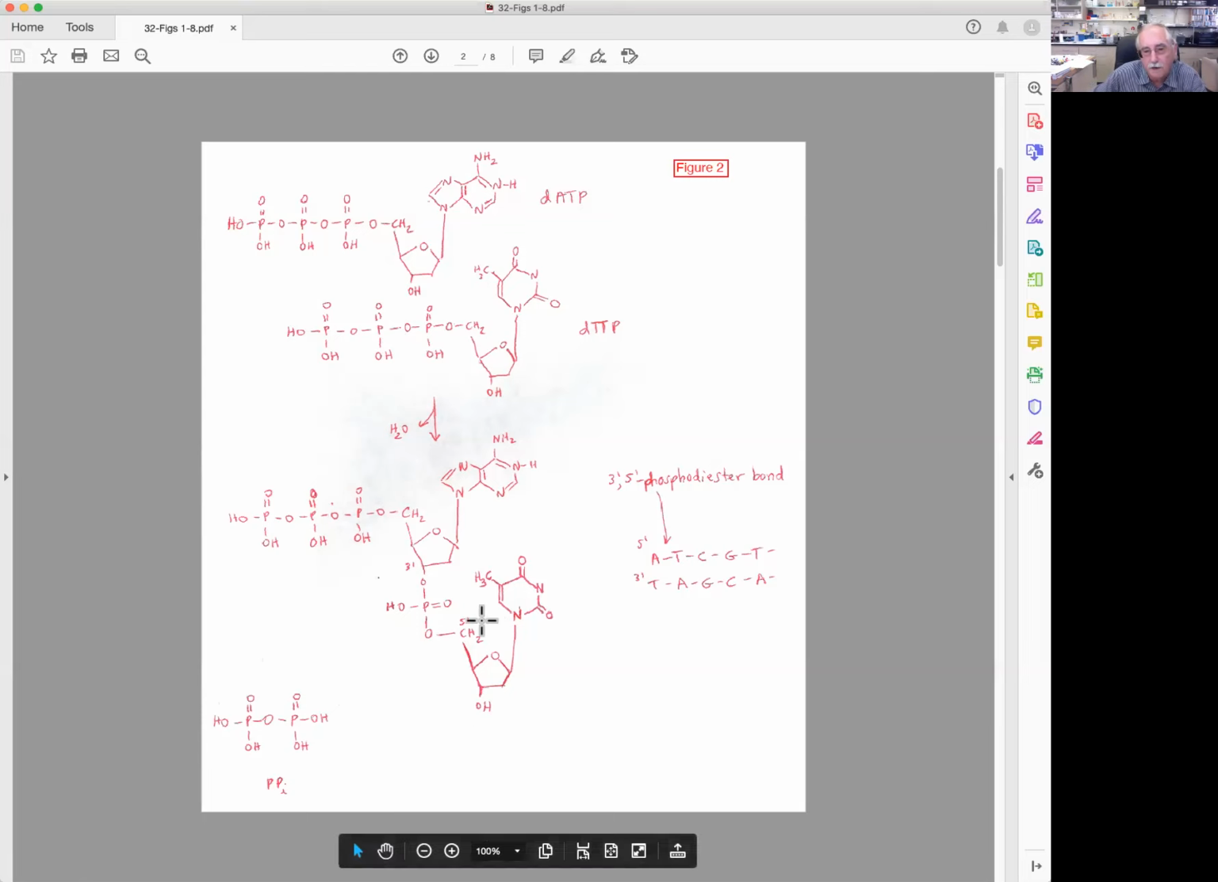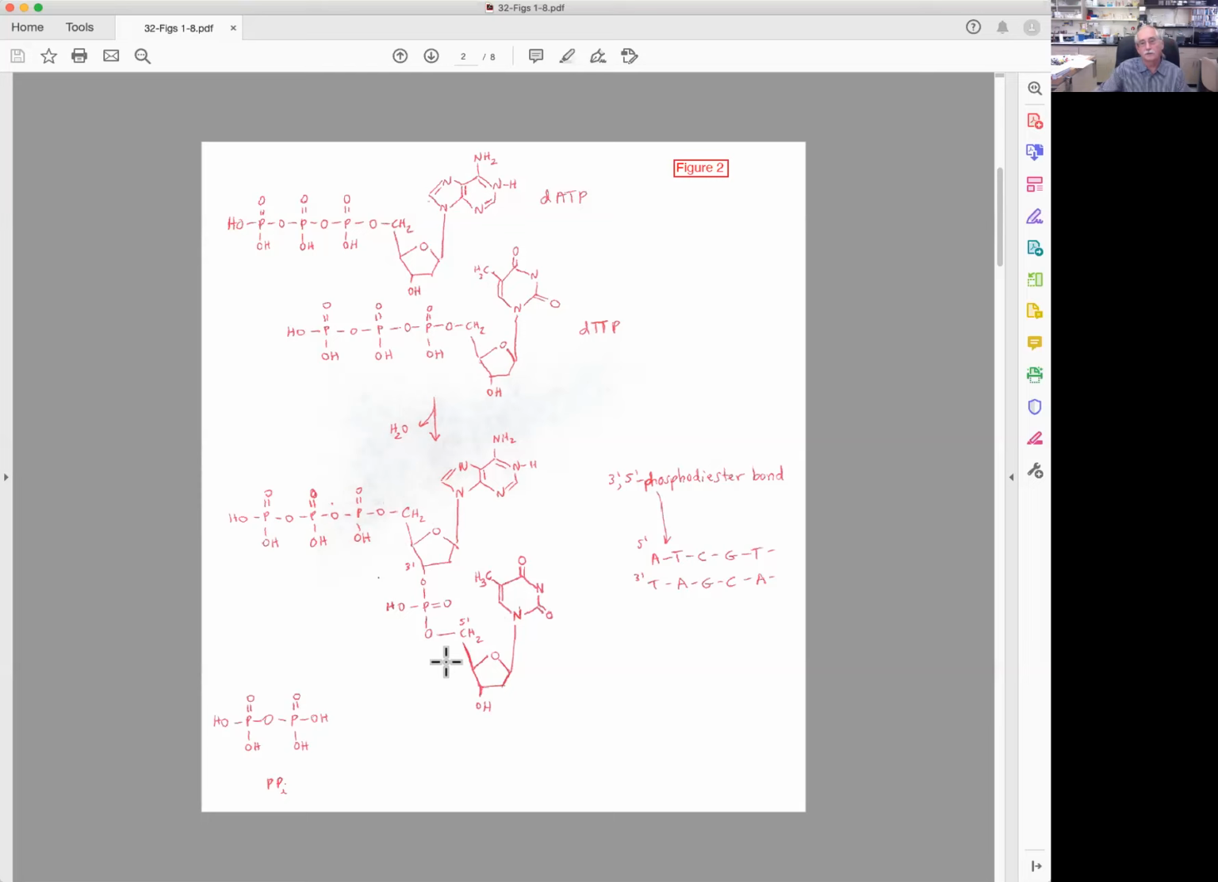And then what kind of bond do we end up with? Here's a phosphoester. Here's another phosphoester. This one was already in existence. But right here is where this attacks here. Wait, I'm sorry. Right here is where this attacks here. So we go from the 3' of one to the 5' of the other. Does that make sense?